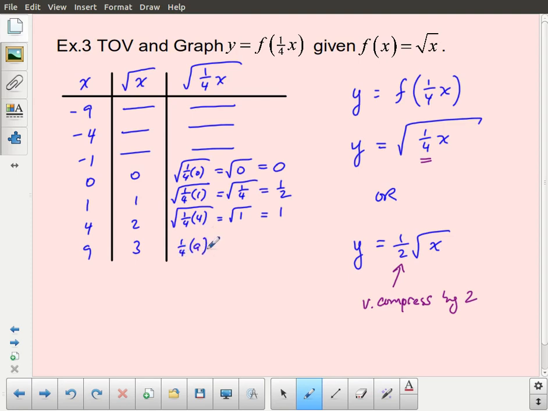This gets a little awkward. 1/4 of 9 square rooted is equal to, another way to write it would be 9 over 4 square rooted, which is equal to 3/2, which is doable. That's 1.5. It's not so bad. And then I'm going to add another point on the end here, which is 16. The square root of 16 would just give us 4, but the square root of 1/4 of 16, well, 1/4 of 16 is just equal to 4, and the square root of 4 is equal to 2. So we've got some points here that we can definitely graph.